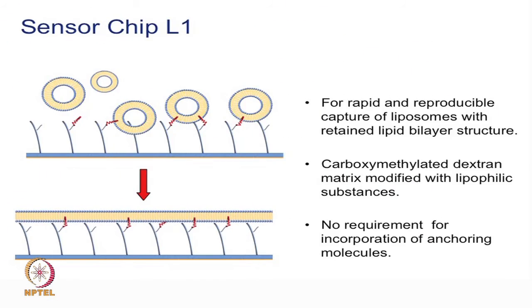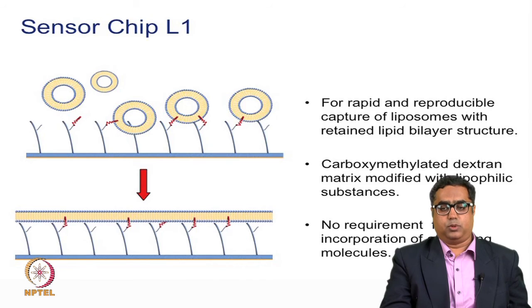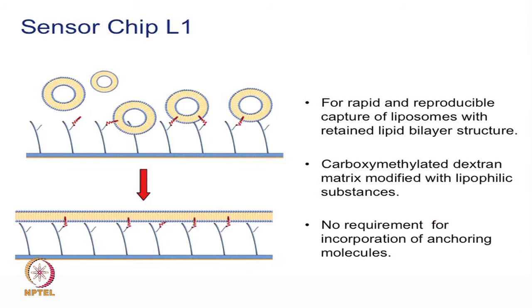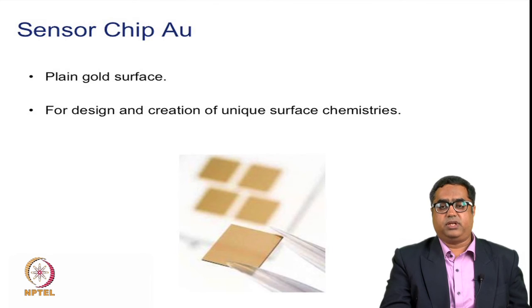L1 is another sensor chip which is also popularly used for studying liposomes and lipid bilayer kinds of molecules, where carboxymethylated dextran is modified with lipophilic substances. Another surface is a plain gold surface where there will not be any dextran, and these surfaces are very good with chemists, where they can do their own chemistries and use them for interaction.